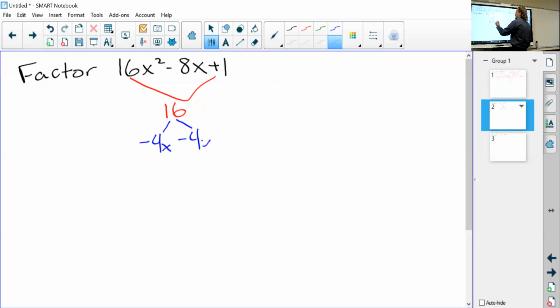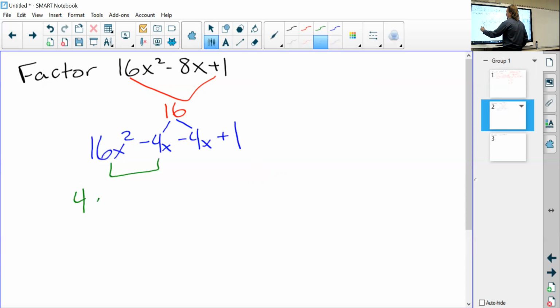So something should stand out, but this is the first time we've done this where both factors are exactly the same. And that's your tip-off that something is different. Okay, I'm going to keep going and write out the rest. So 16x squared minus 4x minus 4x plus 1. Now I want to factor out my first two terms, my last two terms. So 16x squared and negative 4x have a 4x in common. I'm going to factor that out. It's going to leave me with 4x, and then negative 4x divided by 4x is just negative 1.